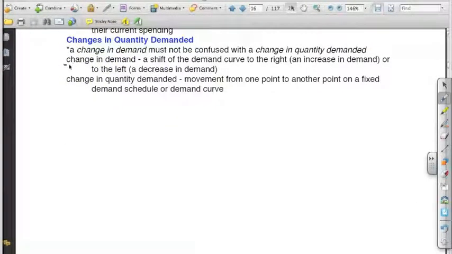So if we have a change in demand, that's going to be a shift of the demand curve. So we actually move it. It's a new line. Whereas a change in quantity demanded is just a movement along that line.